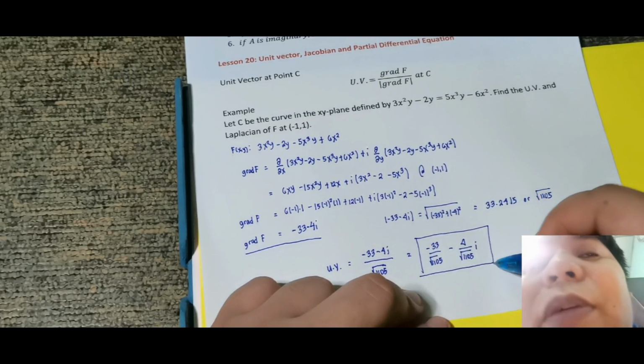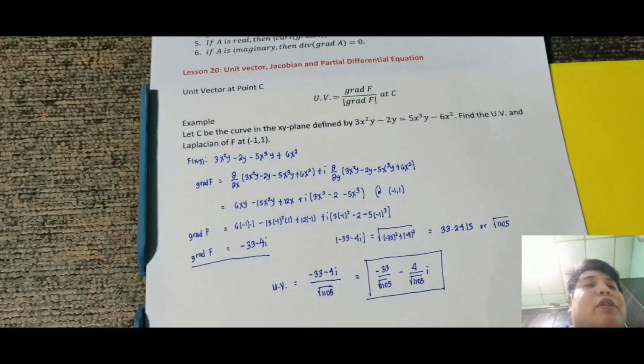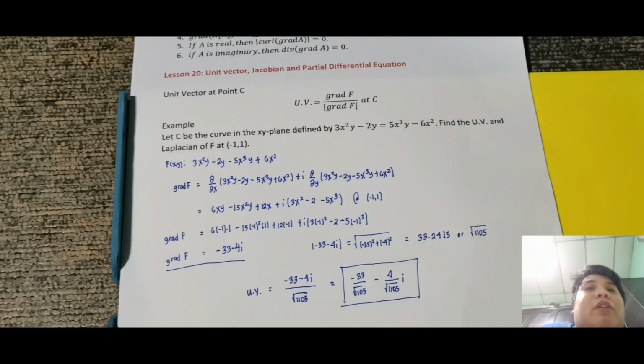So yung vector dapat complex number yung sagot. Okay, so sa unit vector, ang sagot is dapat complex number. So actually, vector naman talaga si complex number. Nasabi ko naman sa inyo yan. Okay, so that is all about unit vector.